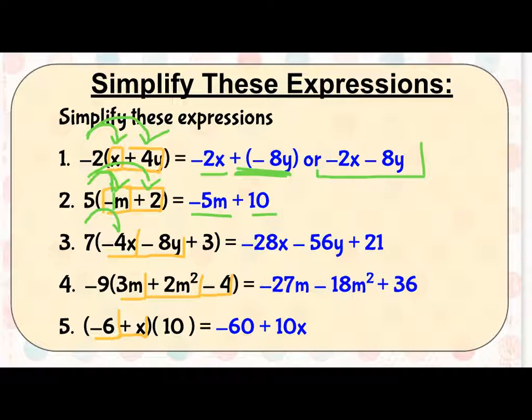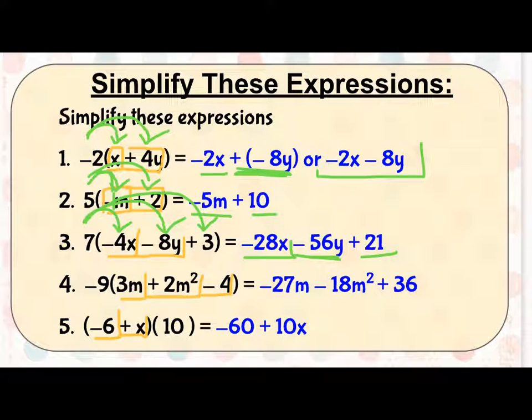7 times the negative 4x gives me negative 28x. 7 times the negative 8x gives me negative 56y, so that's where that's coming from, a negative 56y, and 7 times the 3 gives me a positive 21.